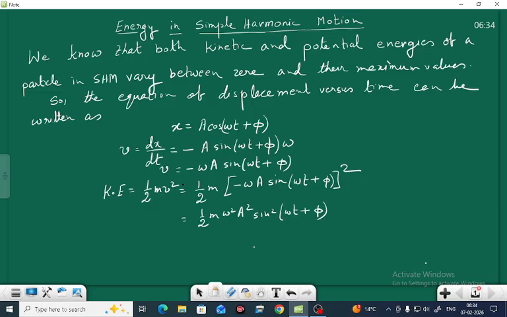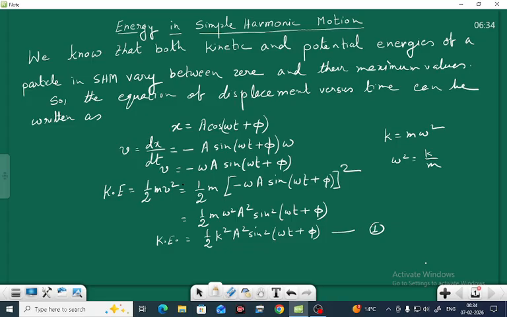We know that in the previous section we found that k is equal to m omega square, so omega square equals k by m. So here we get half k a square sin square(omega t plus phi). This is the kinetic energy, and you can mark it here as equation 1.